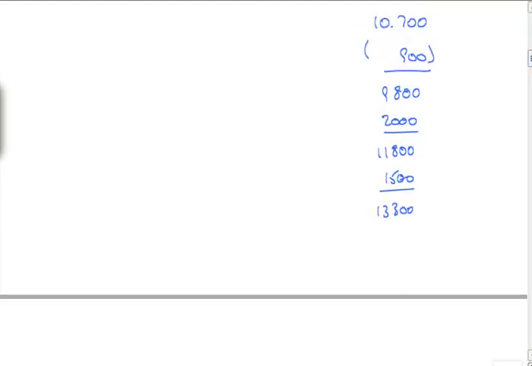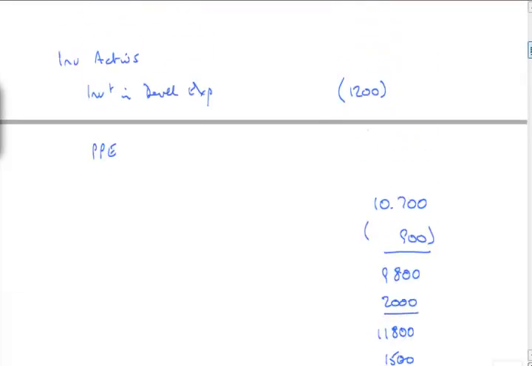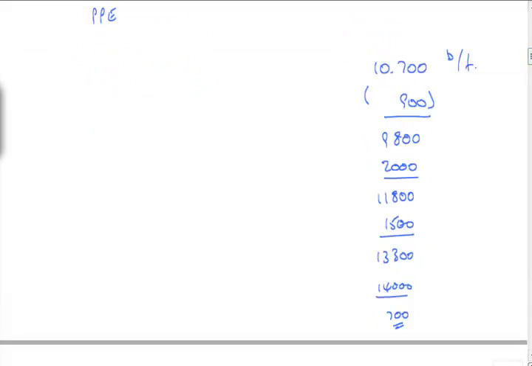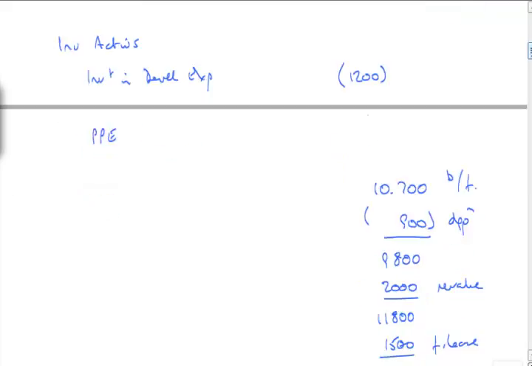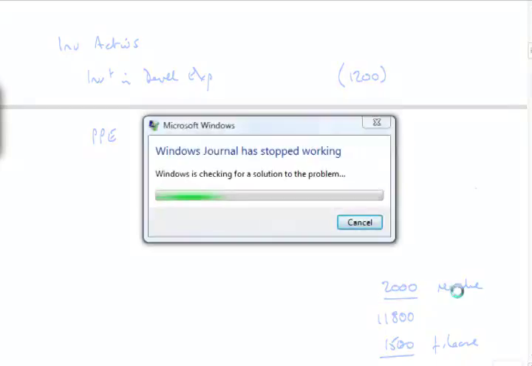If there had been any disposals, they would have come off that 13,300. And we've got 14,000 assets at the end of the year. Therefore, we must have spent 700. That's brought forward, depreciation, revalue, finance lease, carry forward, therefore cash must be 700. I'm going to take all that out now. You can pause it, obviously.